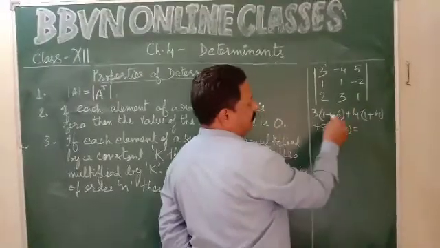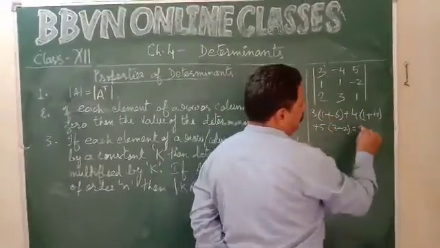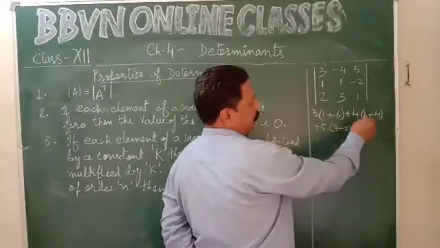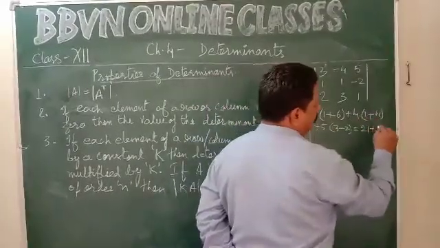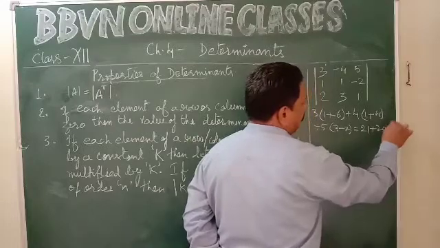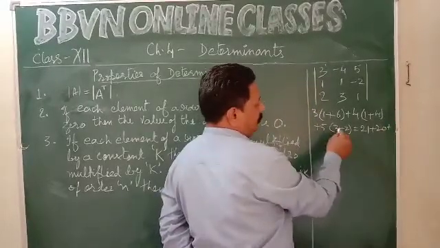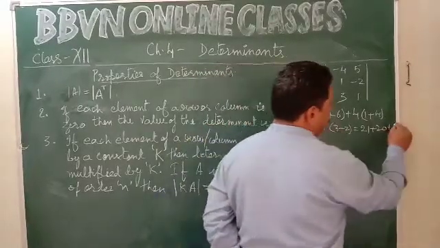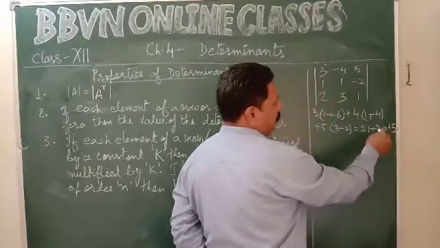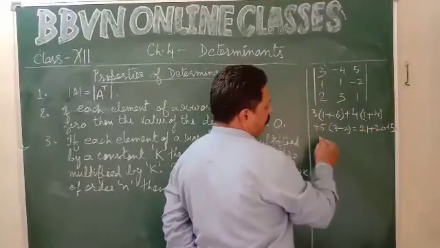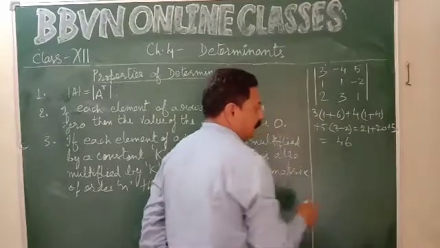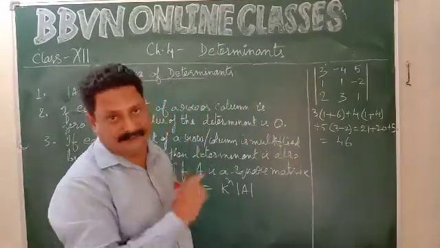What is the result? 6 plus 1 is 7, 7 into 3 is 21, 4 plus 1 is 5, 5 into 4 is 20, plus 3 minus 2 is 1, 1 into 5 is 5. 20 plus 5 plus 21, how much? 46. The value of determinant is 46.